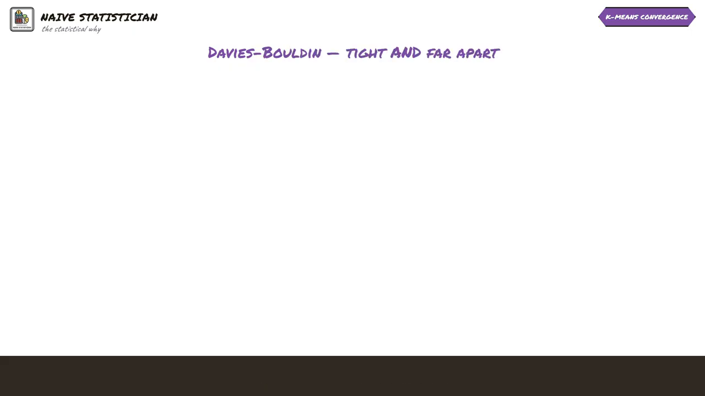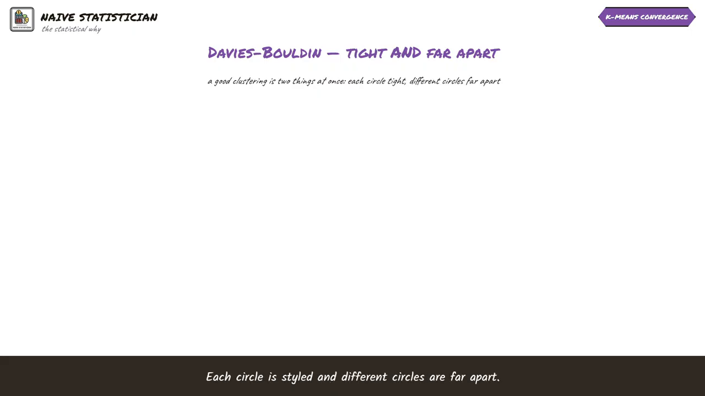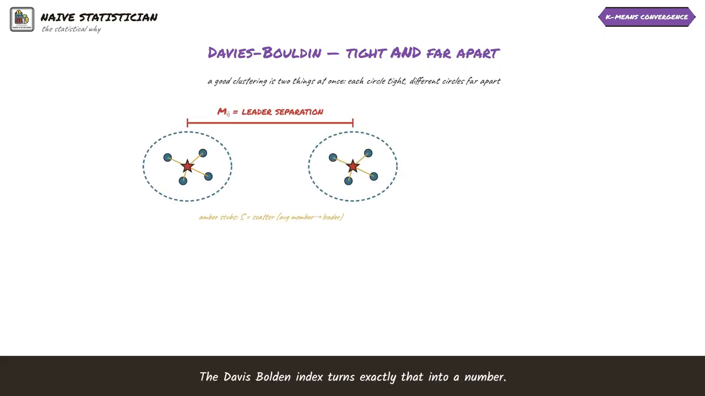Second, judging the finished result. A good clustering is 2 things at once. Each circle is tight and different circles are far apart. The Davies-Bouldin index turns exactly that into a number. For each circle, measure its scatter, the average distance of members to their leaders. Call it S. For 2 circles, measure their separation, the distance between their leaders.